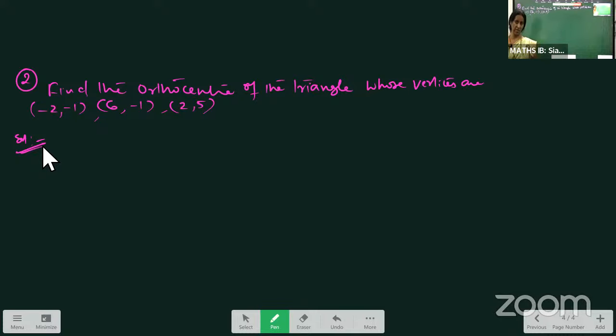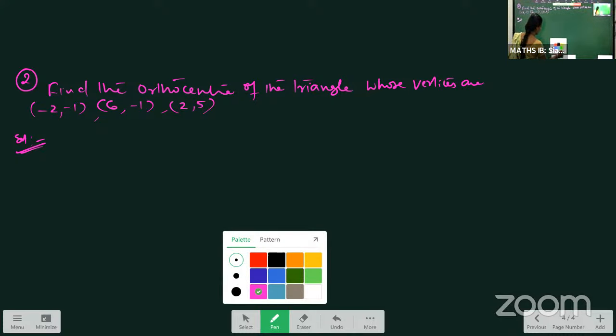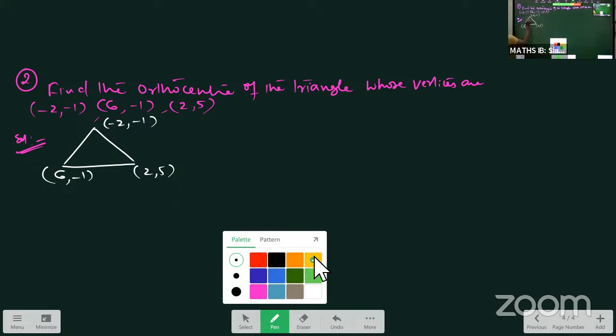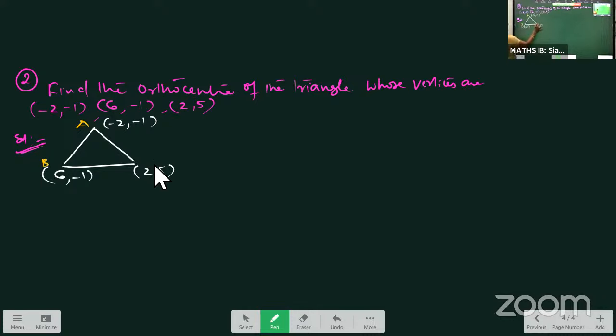So please follow the tricks that I am saying, and accordingly do the remaining questions. Whatever I am explaining, you should not practice just one question; try to practice the remaining questions also with the hints I am giving. See, minus 2 comma minus 1, 6 comma minus 1, 2 comma 5 are the vertices of the triangle A, B, C.